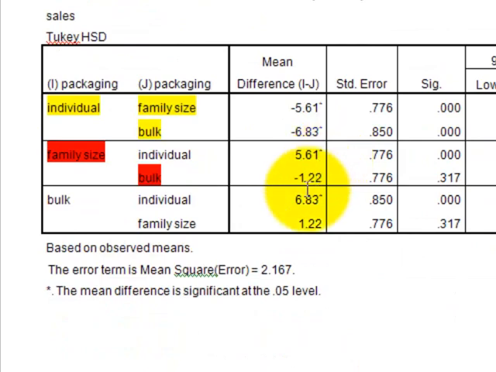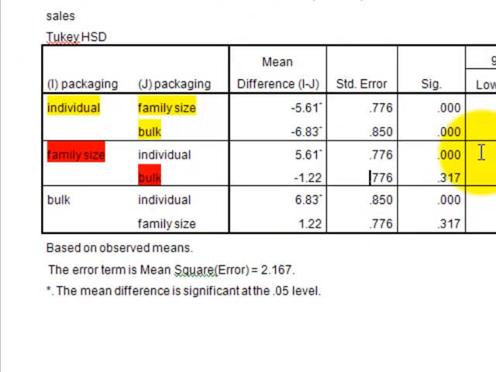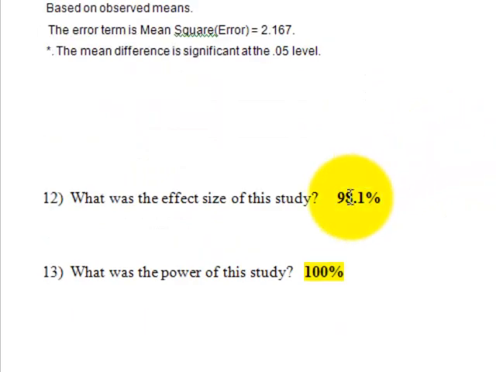So let's go back to the packaging. There is a difference between the individual packaging and the family size and the individual and the bulk. In fact, there's a significant difference in everything except for the family size and the bulk. Okay, there is no significant difference there. All right, how many did that answer? Oh, they answered all of them.